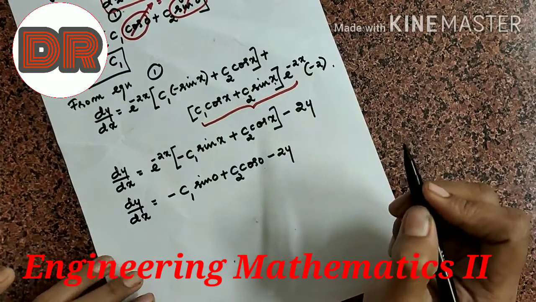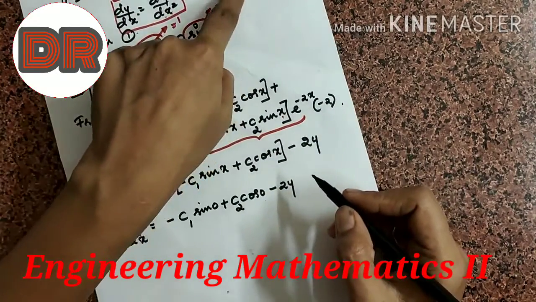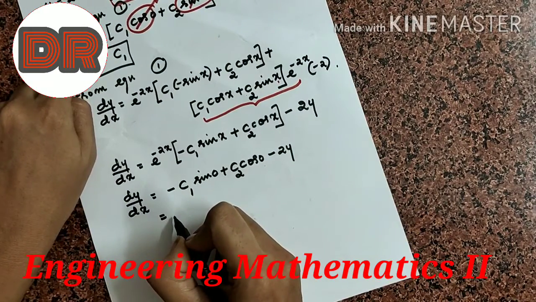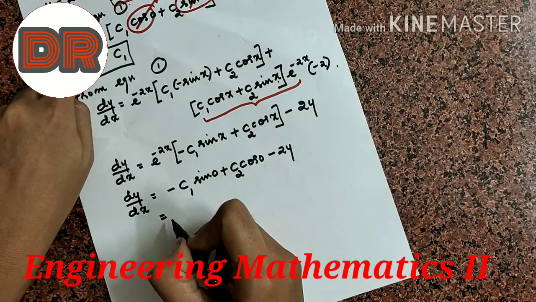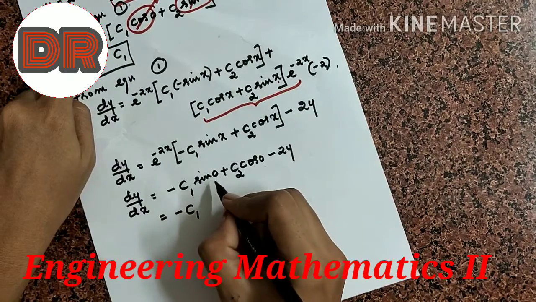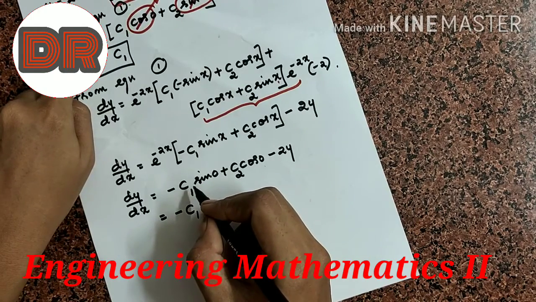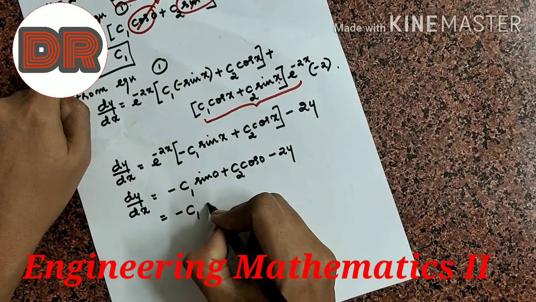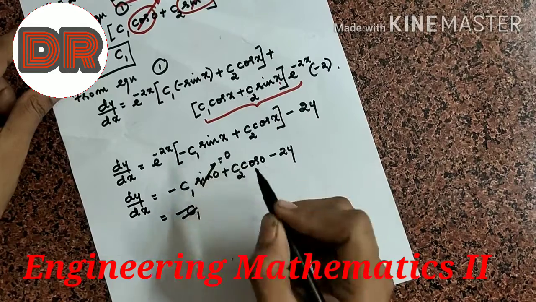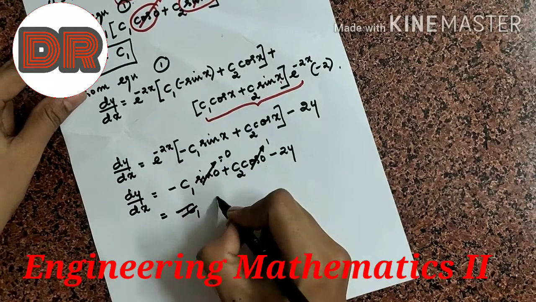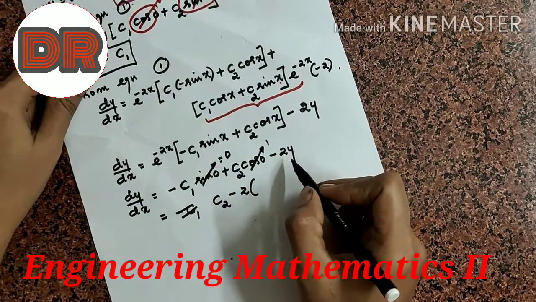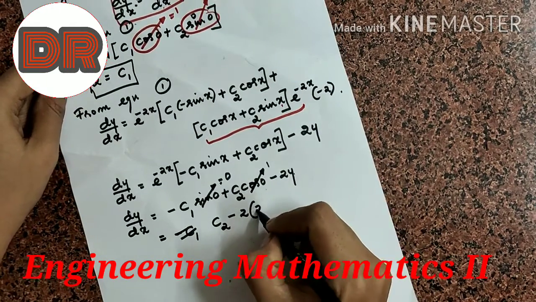So, what is the y value? The y value at x equal to 0 is 2, we have already found out. So, this becomes minus c1 plus, this is 0. Sin 0 is 0, cos 0 is 1. So, c2 minus 2 into the y value, which is 2 at x equal to 0.